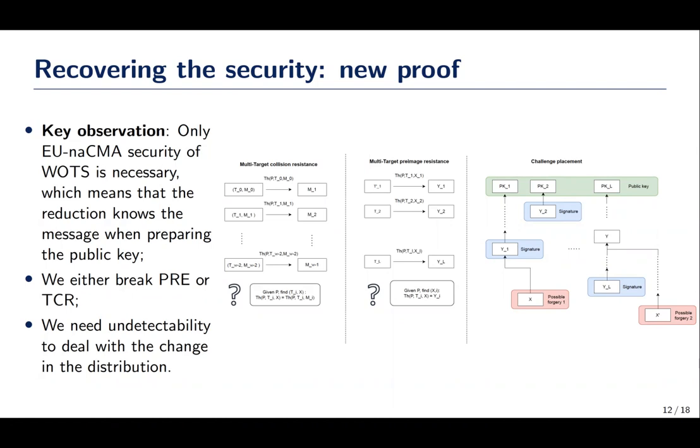And again, there are two possible ways. Either the collision happens before the signature block, then we find the preimage solution, or it happens afterwards, which we handle with multi-target target collision resistance, which can be viewed as a second preimage resistance kind. Some of you may notice that due to our challenge placement, the distribution of the blocks and the public keys could have changed. This we handle with the notion called undetectability, which essentially declares that the output of a tweakable hash function on a random input is computationally indistinguishable from a random string.